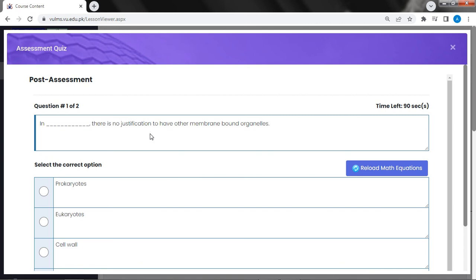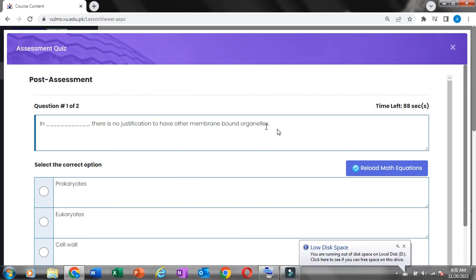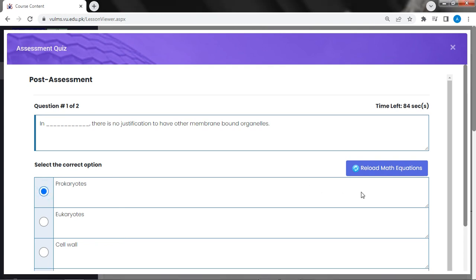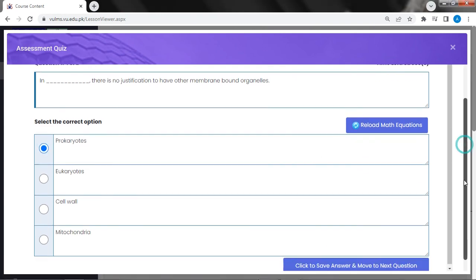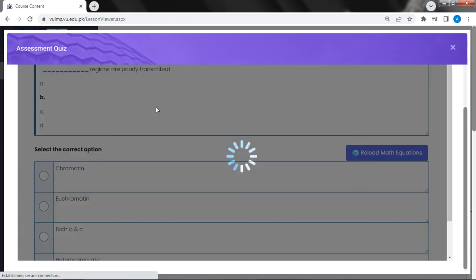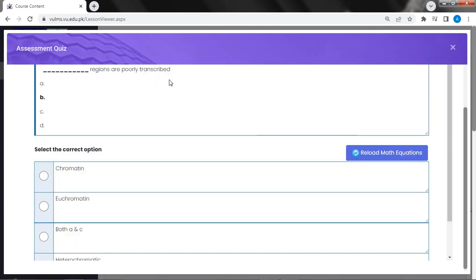There is no justification to have other membrane bounded organelles. Transcribed.